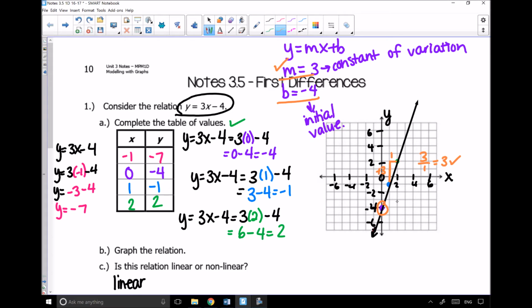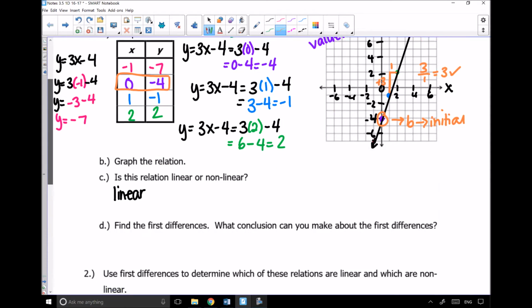So right here, this negative 4, it has to be on the y-axis, or I could look at it here. It's when x is 0. When x is 0, b is negative 4. So this is my b, or my initial value. It checks out for me, so this works. Okay, so we know our relation is linear.